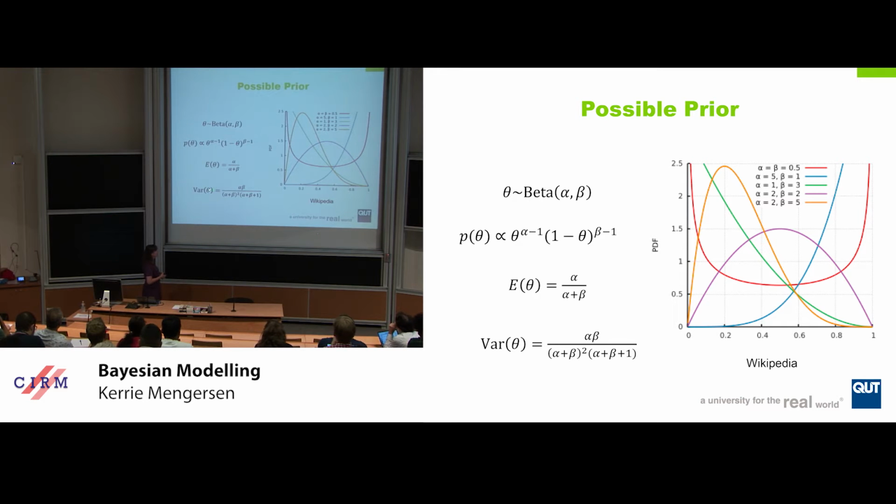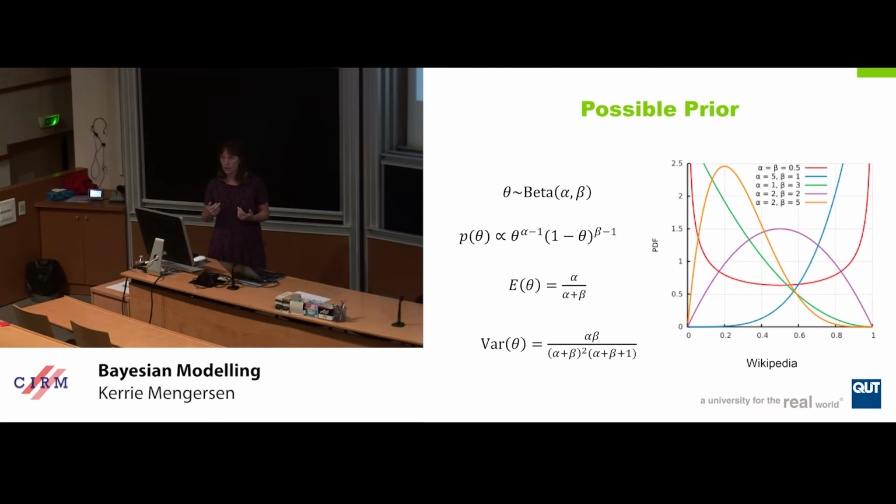This is the variance. So we can see from the variance that larger values of alpha and beta are going to give us a more concentrated distribution. Smaller alpha and beta will give us a more diffuse distribution. These are some of the shapes that we can get from a beta distribution. So here's a beta(0.5, 0.5), a beta(1, 1), and then we go through all the different variations. So very many different forms that we can get from this distribution.